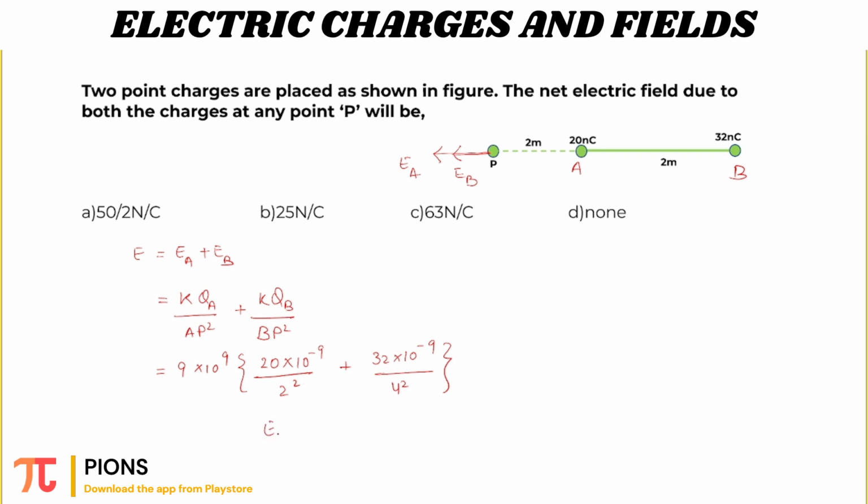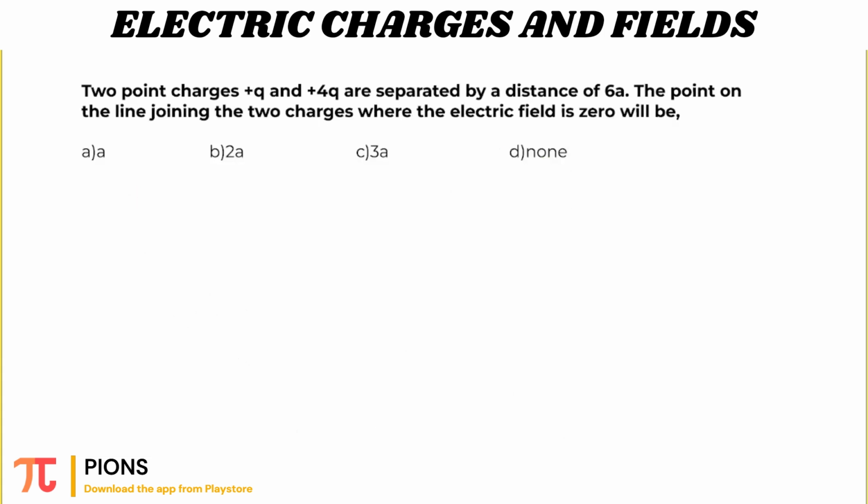Now here we can take 10 to the power minus 9 out and that will cancel out. So E total will be equal to 9 into 10 to the power 9, and 10 to the power minus 9 will go, and we are left with 20 over 4 plus 32 over 16. 20 over 4 is nothing but 5, and 16 twos are 32, so 2. So 5 plus 2 is 7, and 7 nines are 63. So E total will be equal to 63 newton per coulomb. That's our correct answer, Option C. Any doubt?